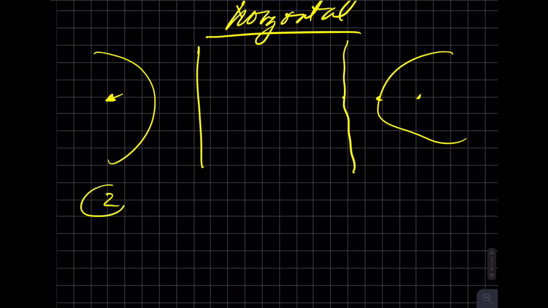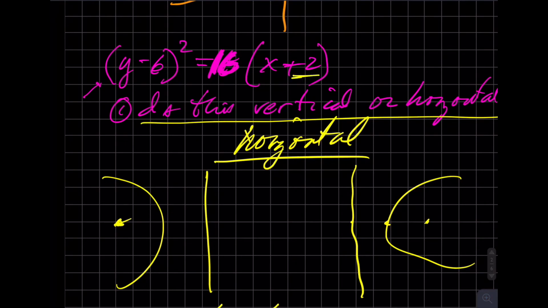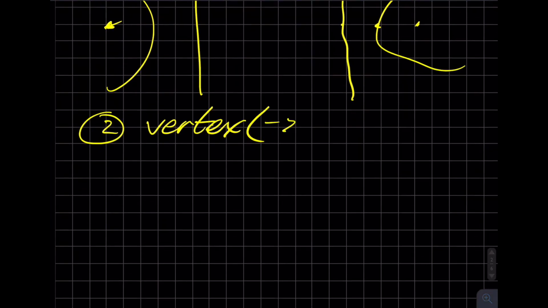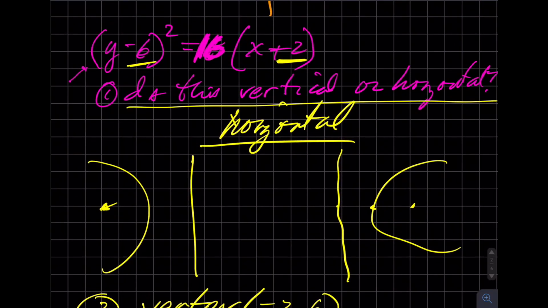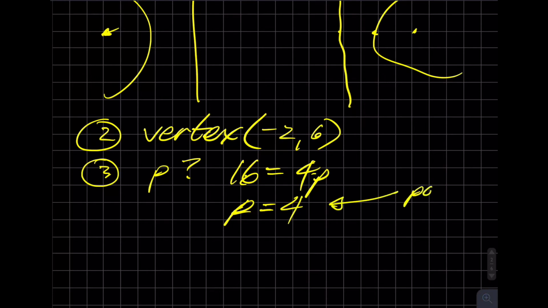The second thing you do is figure out where the vertex is. And the vertex is at the point negative 2, 6. Third thing you're going to do is figure out what p is. So I take this value, whatever that coefficient is, and set it equal to 4p. And then I'm going to solve for p. So p is going to be equal to 16 divided by 4, which is 4. Note that this 4 is positive.